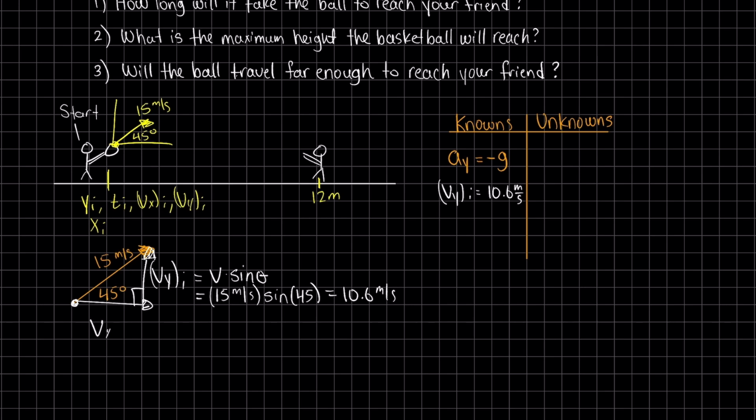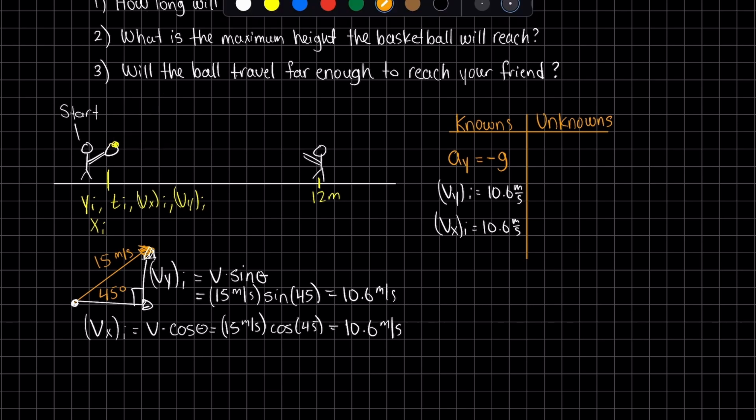I also have an initial horizontal velocity. I can find that by taking the magnitude multiplied by the cosine of the angle. So I'm going to get 15 meters per second multiplied by the cosine of 45. And that is going to give me also 10.6 meters per second. So I'm going to write that here in my knowns. My initial horizontal velocity is 10.6 meters per second. I know that as this basketball moves through the air, it's going to follow an arc, which means it's going to arrive at a peak, and I know that at the very top, my vertical velocity at the peak is 0. And I'm going to take advantage of that fact in just a moment.